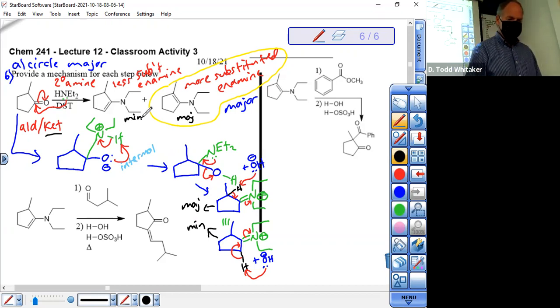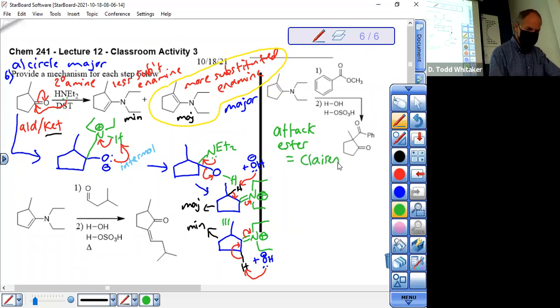I'm going to use the enamine on the top right in a Claisen. How do I know Claisen? You're attacking an ester. Attack ester equals Claisen. Attack aldehyde or ketone.